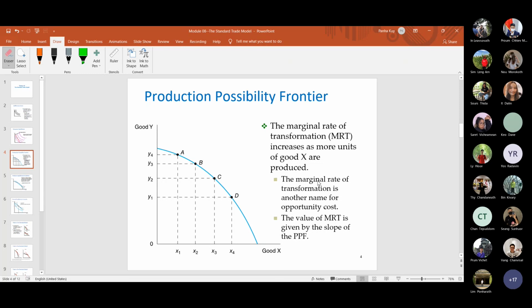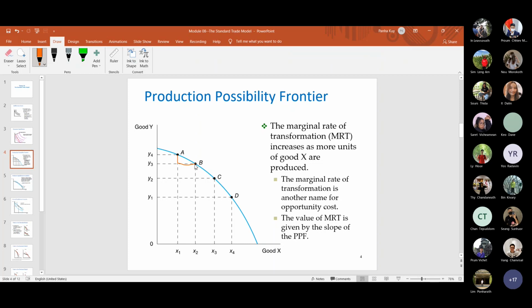So the marginal rate of substitution is another name for the opportunity cost. See, the same thing. You need to give up one thing in order to produce the other by using your inputs. And then the value of the marginal rate of transformation is given by the slope of the PPF. The slope is like this. You know the slope?